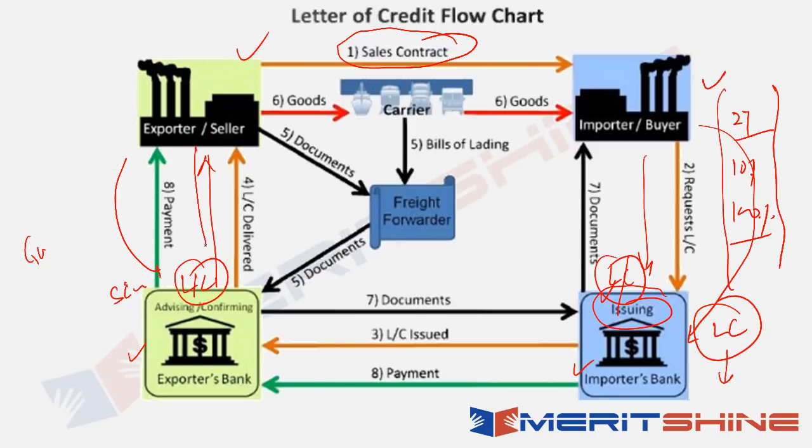This exporter would have already shown that he has got into the sales contract and is expecting an LC opening. When that LC opens, the issuing bank, or a nodal bank which is expert in checking the LC, will check it and say yes, everything is fine, it is according to the sales contract. Now the LC is delivered to the exporter.